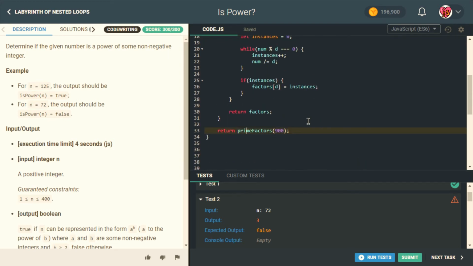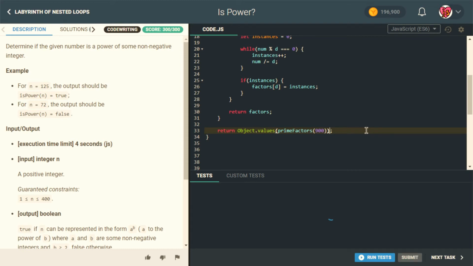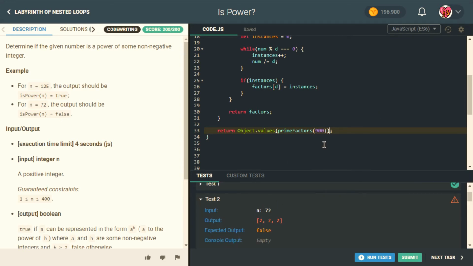What we want here is, well, let's see what we're actually getting. So we're getting this stuff back, right? And what we're trying to check is the GCD of all these things. What are these things? They're the values. So we can just say Object.values, whoops, Object.values of all this stuff over here, right? And yeah, there we go, 2, 2, 2.